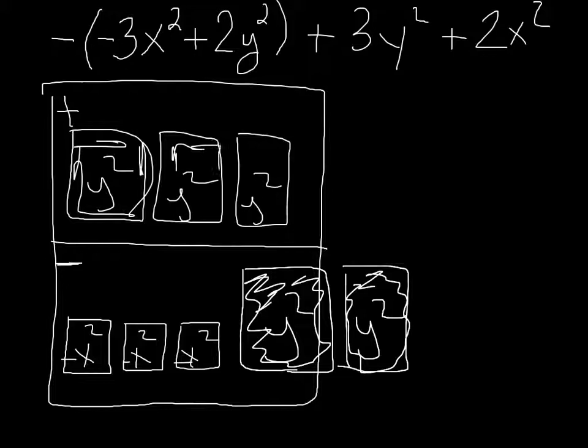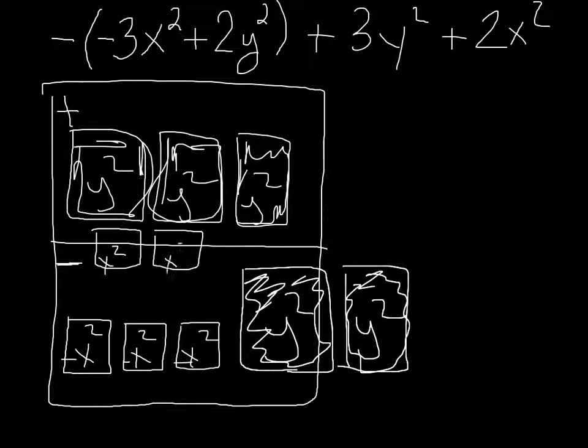Alright, excuse the sloppiness. I'm just trying to do my best because I don't have that little writing pad for the iPad. And then what's next? Positive region again, and then it's 2x squared. So I'm going to draw 2x squared right here, and they're positive. Fill them in. So now we're done. Now let's work on what we're going to be doing.